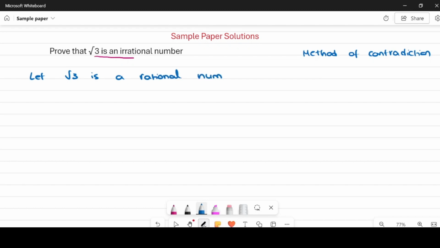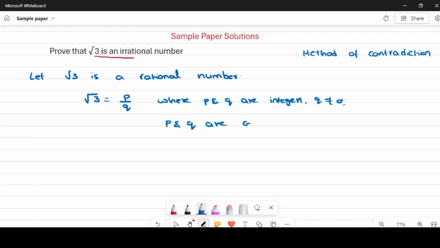If we assume root 3 as a rational number, we know that any rational number can be expressed in the form of p by q, where p and q are integers and q not equal to 0. Moreover, we are going to assume that p and q have no common factors. That means they are co-primes. They should not have any common factors. Alright, this point is important.